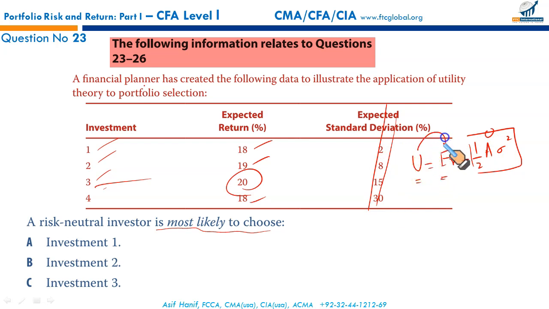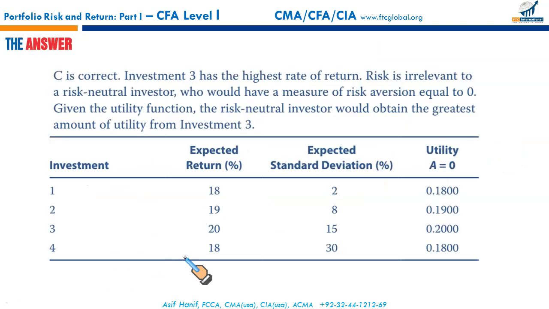Hence, the decision is entirely upon the expected return. So out of these, the highest return is from investment 3. So he will go for investment 3, and that is our option C. And C is the right answer.